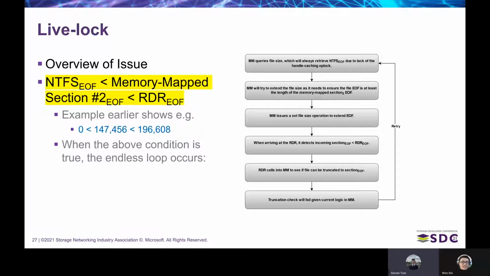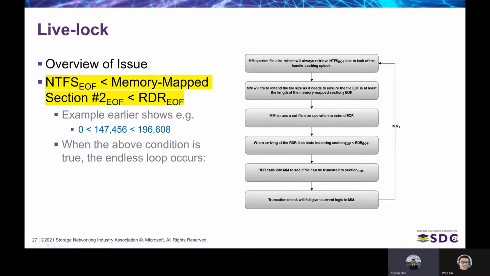And so memory manager will try to extend the file size, since we need to ensure that the file's end of file, the one that memory manager just queried, is at least the length of the incoming memory map section number 2. So clearly we can see that 0 is less than 147,456 bytes, for example. So this condition is true, and we go to the next operation. Memory manager then will issue some sort of a set file size operation to extend the end of file that we see, 0, to 147,456 bytes, which is the incoming section size.